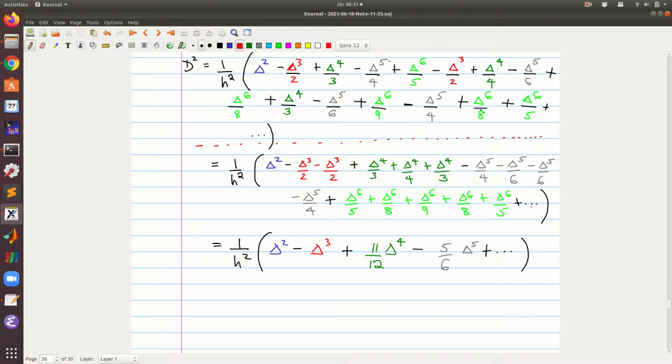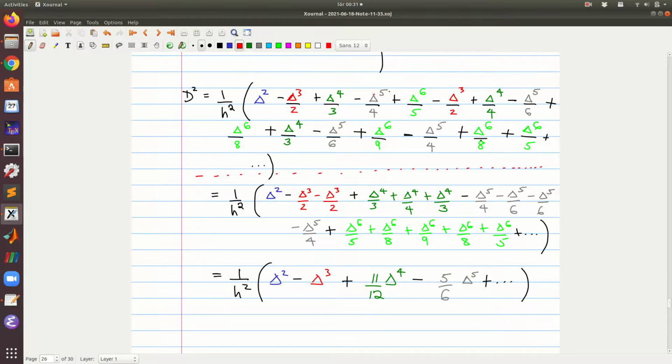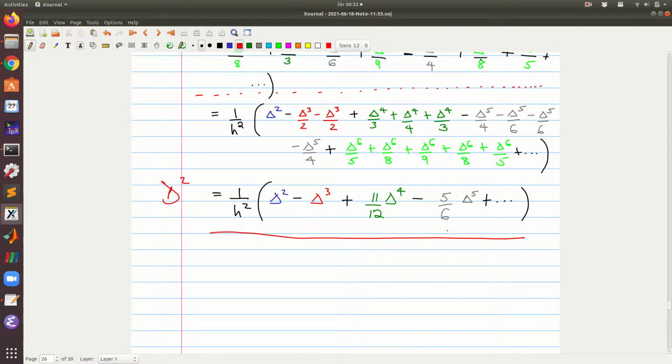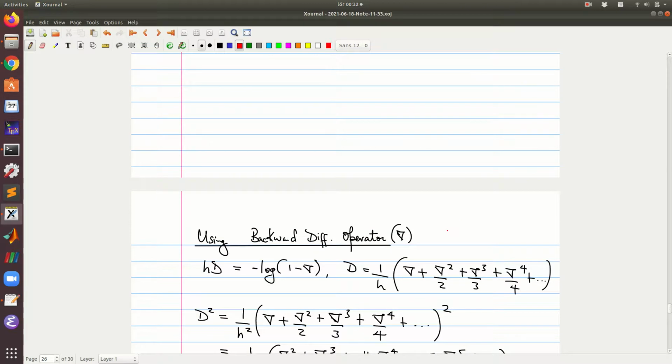And then in here I tried to collect like terms, again with the color coding, just to make sure that it is easy to follow. The cubic terms, the terms which are squared, the terms which are raised to the power 4, and so on. And then this is the expression which we come up with for D squared: 1 over h squared into that.